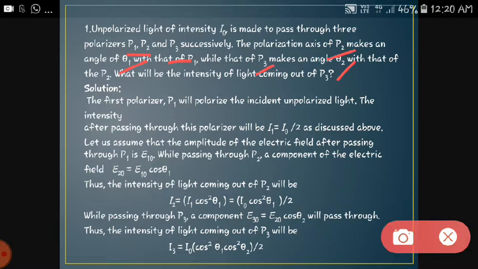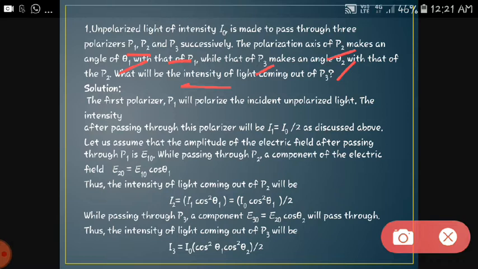First you have to remember all the concepts related to polarization. What is polarization? When unpolarized light passes through a polarizer, it is converted into a single beam of light. That is nothing but polarization. Now in this case they have used three polarizers P1, P2 and P3 making some angle with each other, and we are going to find out the intensity of light coming out of P3.